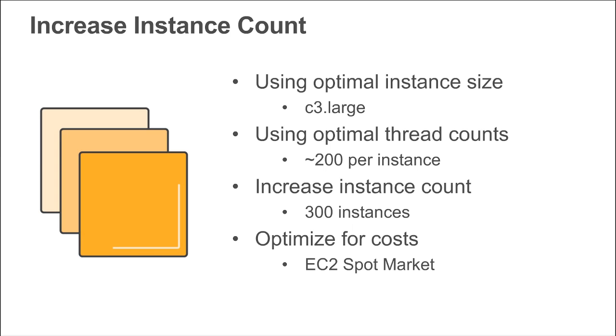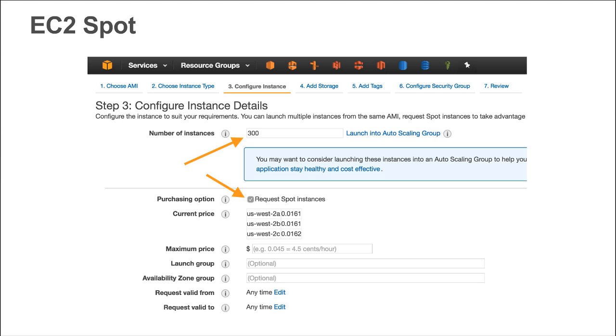I wanted to increase the instance count just to really move as much data as possible. So I increased it to 300 instances. And to optimize for cost, I used the EC2 Spot market, which allows you to bid on excess capacity. To do that, in the Amazon console, when you launch instances, I select 300 instances up on top there. And then I select Spot instances. And during my testing, the Spot pricing was 1.6 cents per instance hour. So it's very inexpensive to be able to do this.